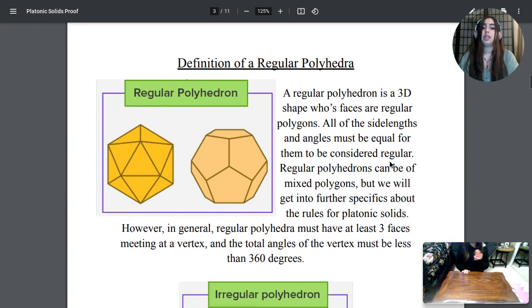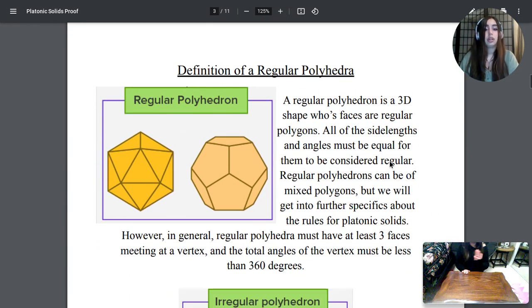So before we get into the Platonic solids in general, we're going to talk about regular polyhedrons. A regular polyhedron is a 3D shape whose faces are regular polygons, and all of the side lengths and angles must be equal for them to be considered regular. They can be of mixed polygons, but we'll get into further specifics about the rules for Platonic solids. However, in general, regular polyhedra must have at least three faces meeting at a vertex, and the total angles of the vertex must be less than 360 degrees, which we'll get into a little bit later.